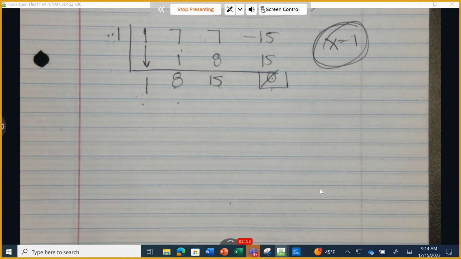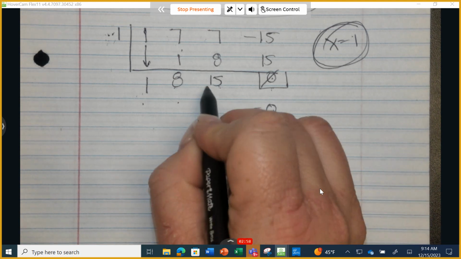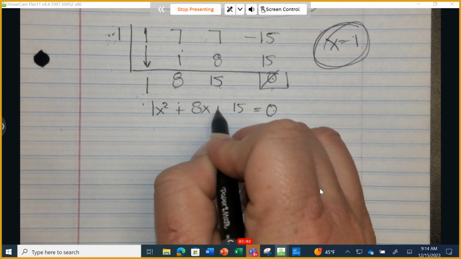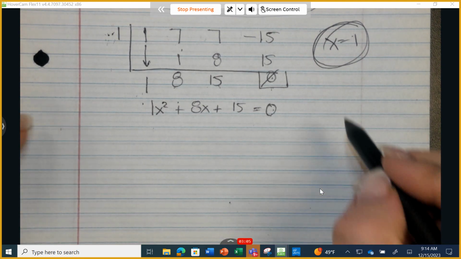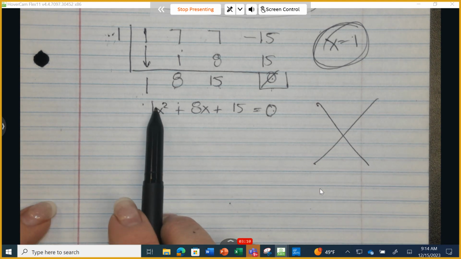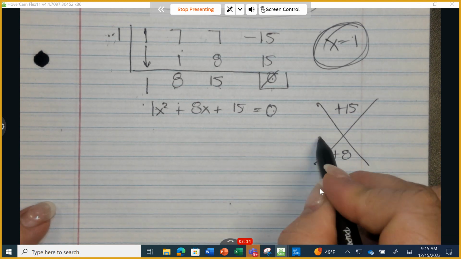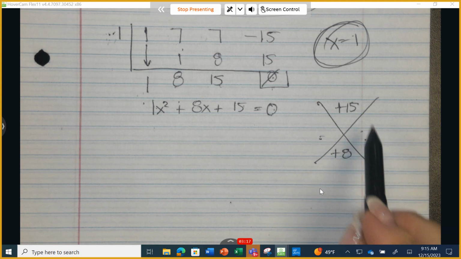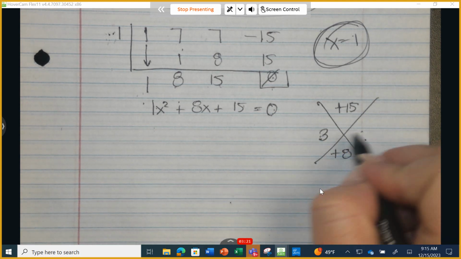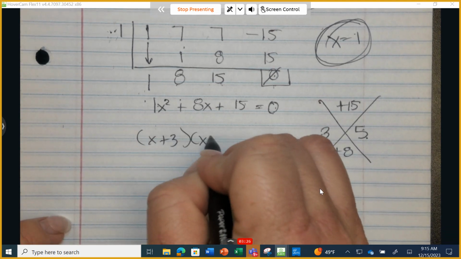But even easier than that is you've been taught how to write this as an equation. So 0 equals, this has no x, 1x, and 2 x's. Let's factor and solve. 1 times 15 is 15. I'm looking for 2 values, if this is possible, that multiplied equal 15 and combined to give you 8. Those 2 values would be 3 and 5. So x plus 3 and x plus 5.